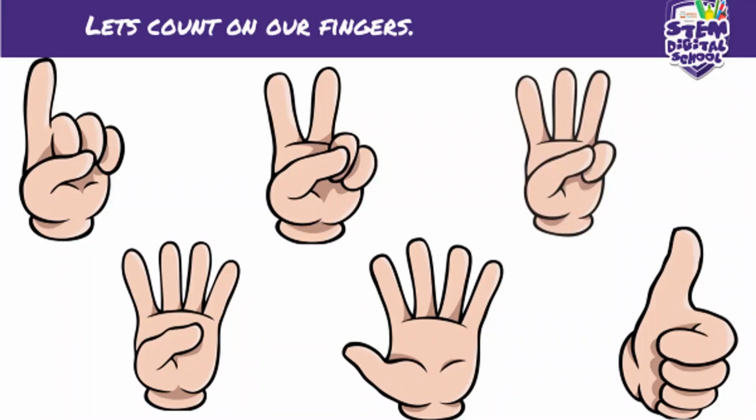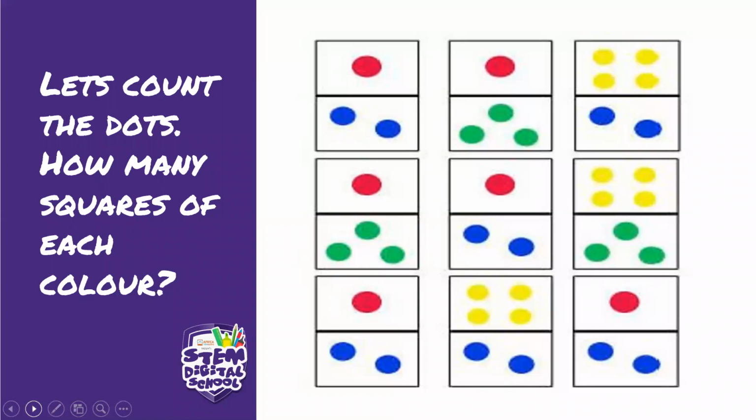All right, let's see what we have next. Ooh. Here we have some squares and they have dots inside of them. And some are red, some are green, some are blue, and some are yellow. So we are going to count the dots. We are going to count the dots and the squares. Okay.